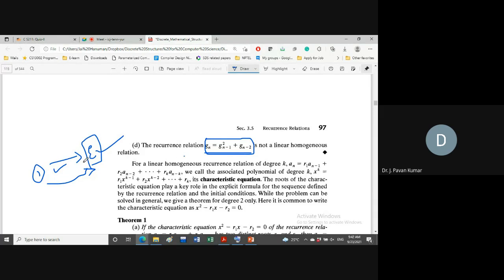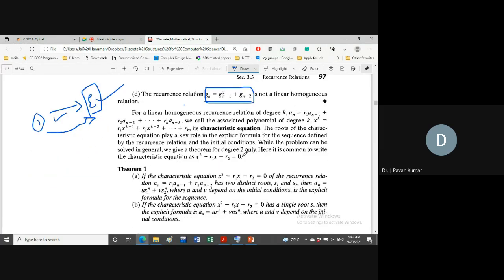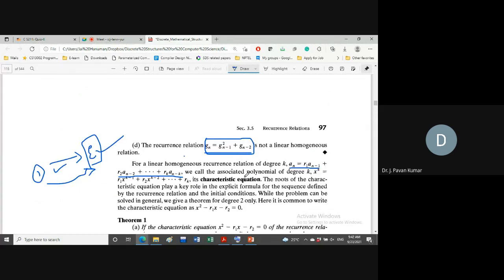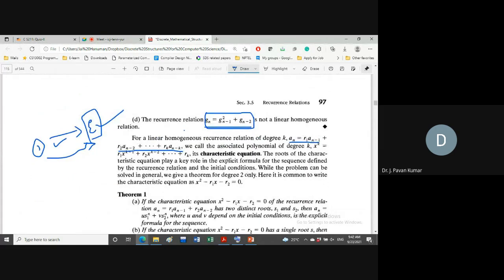Try to concentrate clearly. Whatever recurrence relation we have considered as a linear homogeneous recurrence relation will be in this particular form. Is this clear? This we have seen already. a_n = r1 a_{n-1} + r2 a_{n-2} + ... + rk a_{n-k}. That's what we are considering.